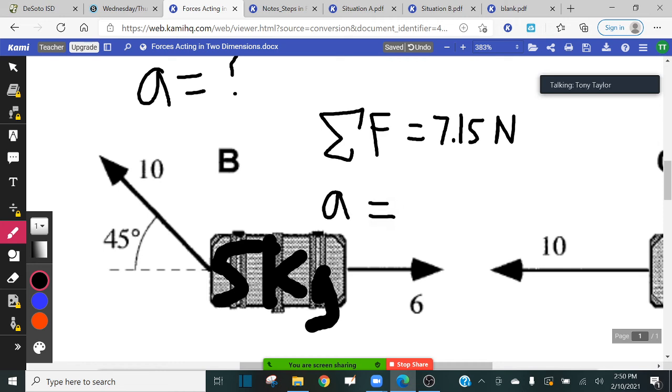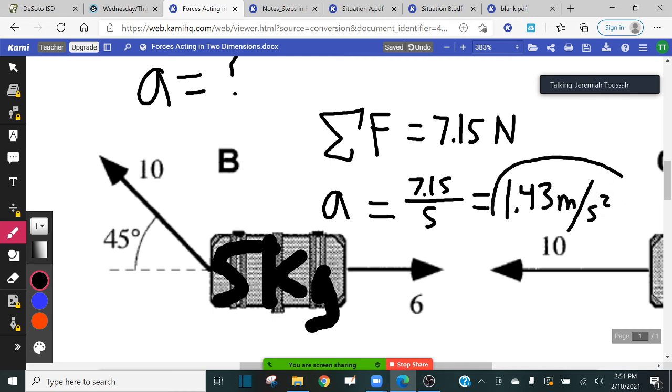Last thing, guys, how do I find acceleration? I know the sum of the forces. How do I find acceleration? You got to divide it by the mass. The mass is 5 kilograms. Yeah. The mass in every situation is 5 kilograms. So what did y'all get for that one? 1.43. Yep. And remember, meters per second squared. You always put your units.